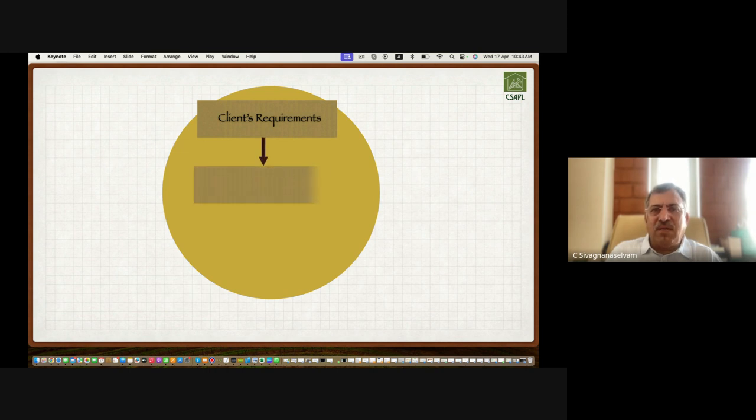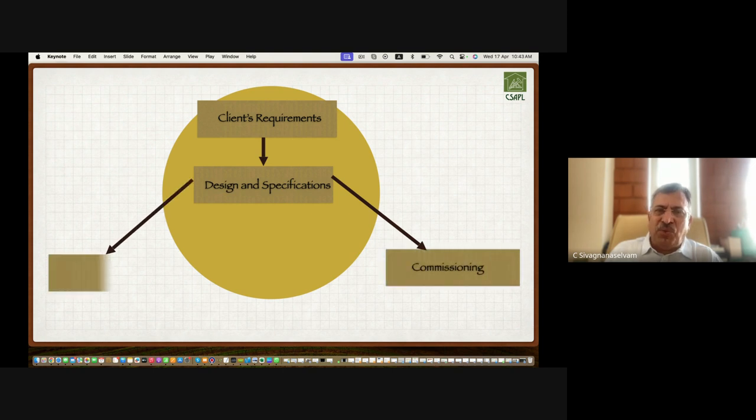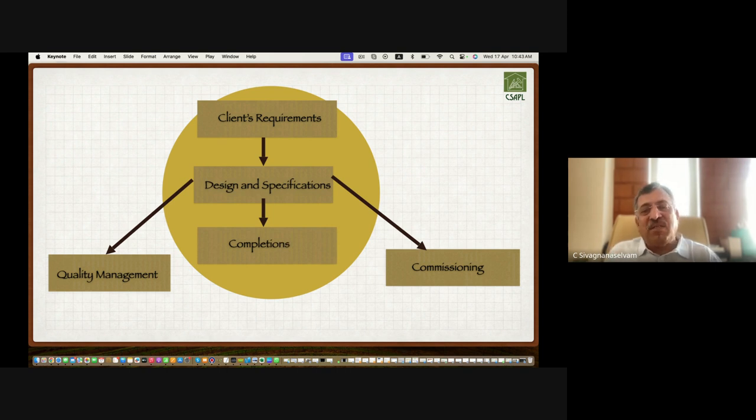The client requirement is, it should be as per the design and specification given by the consultant. It may be you or an architect appointed by him, and completion of the project on time, and commissioning. Completion is different and commissioning is different. After completion, you need to get the completion certificate. You need to get all the statutory approvals for occupying the building or for using the building for the purpose for which it has been designed.